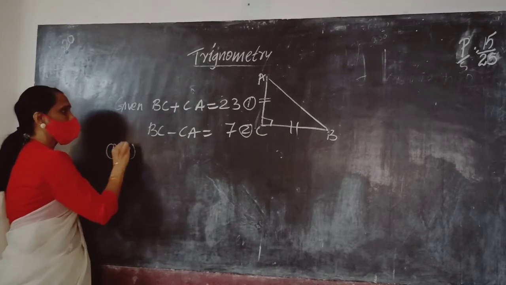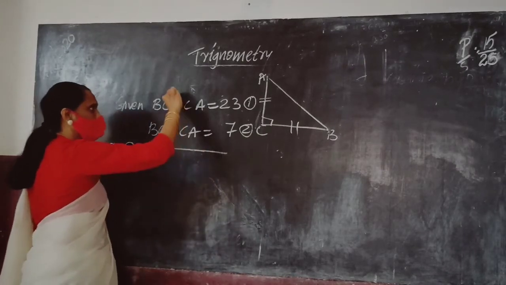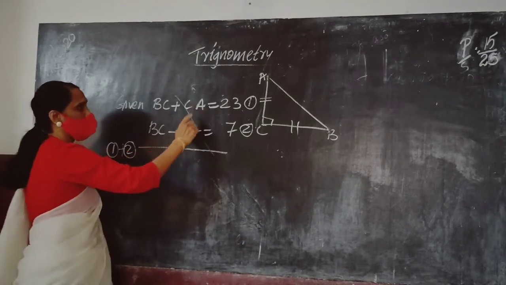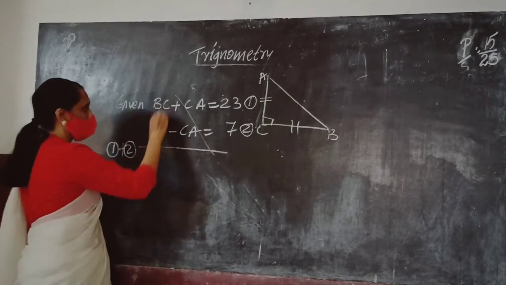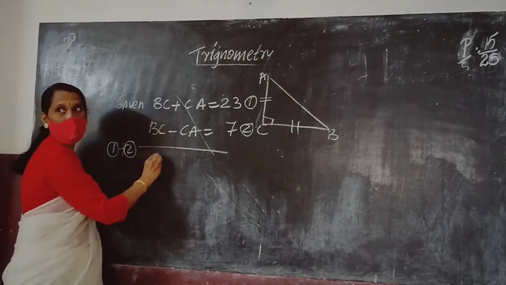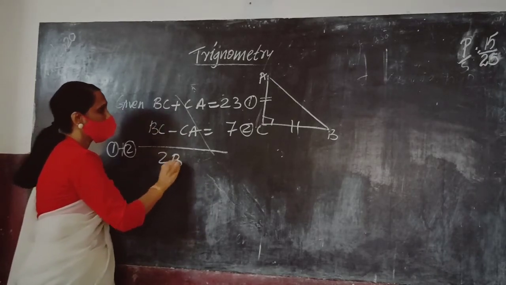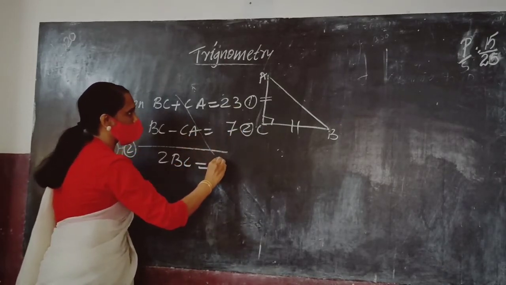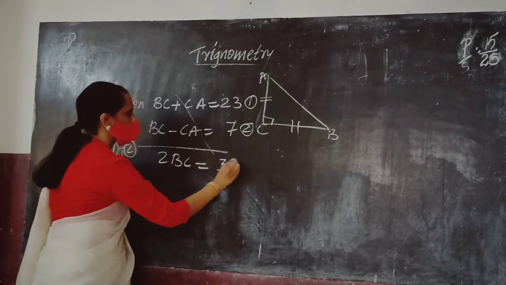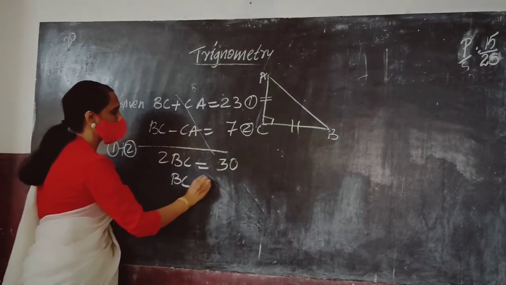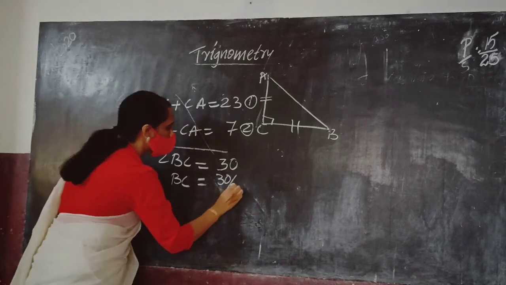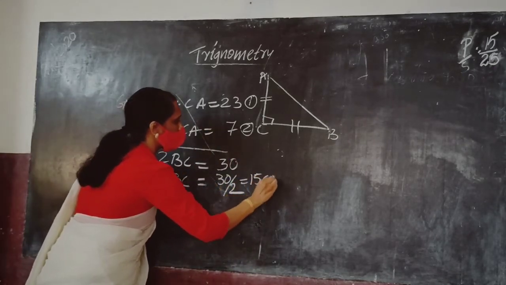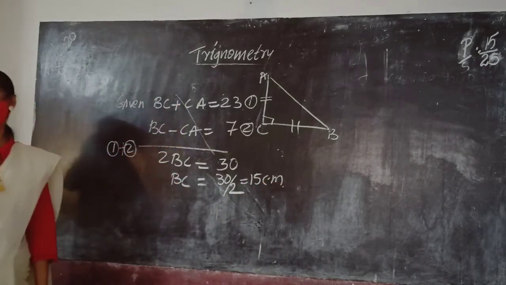1 plus 2. What will happen? These two will be eliminated. Plus CA minus CA, eliminated. And BC plus BC, 2BC equal to 23 plus 7. How much did we get? 30. So from this, BC is equal to 30 by 2, which is 15 centimeter. We got the value of BC as 15 centimeter.